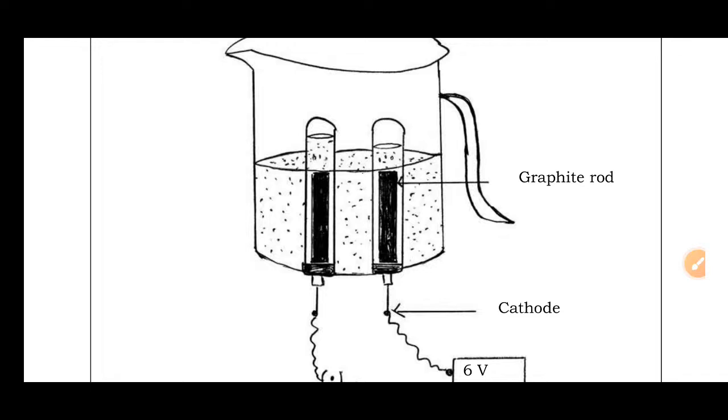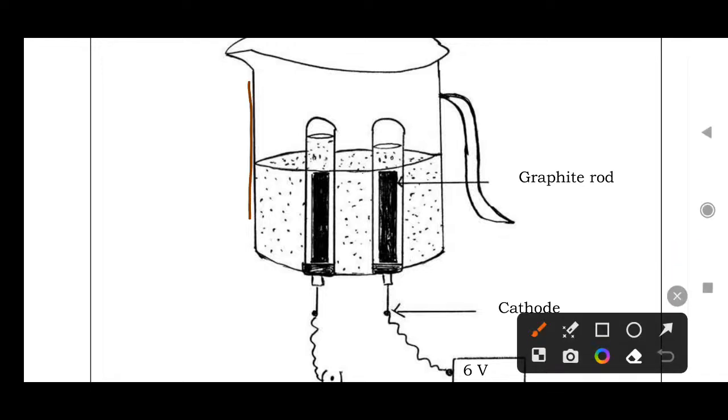For electrolysis of water, we took one transparent jug. In that jug we took water. Two test tubes we kept inverted. Inside the test tubes we kept the graphites. The graphites are connected to a 6-volt battery with the help of a plug key.